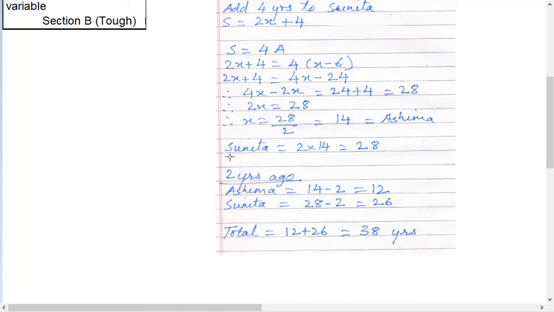So Ashima is 14. Sunita is what? Twice. So 2 into 14, that is 28. But do we want the ages of them? No. What we want is the total 2 years ago. So 2 years ago Ashima was 12. Sunita was 26. So total is 26 plus 12, 38. That's what is required.